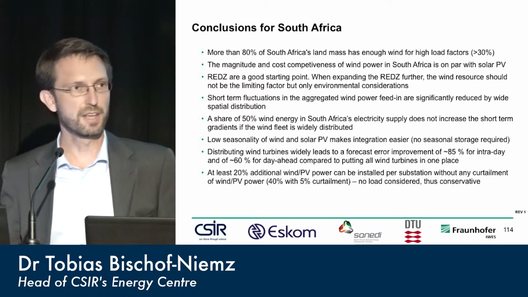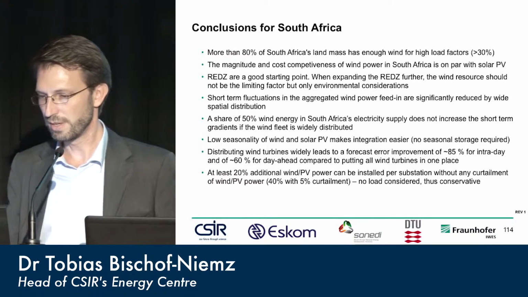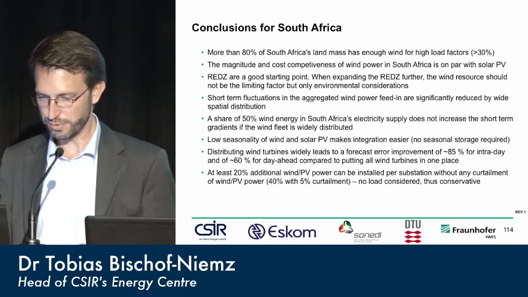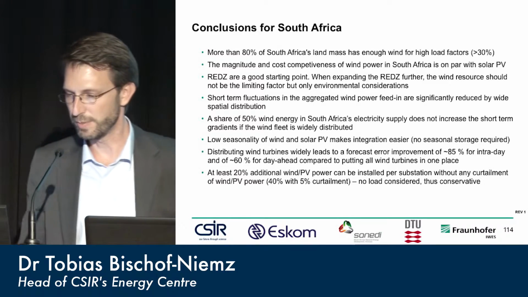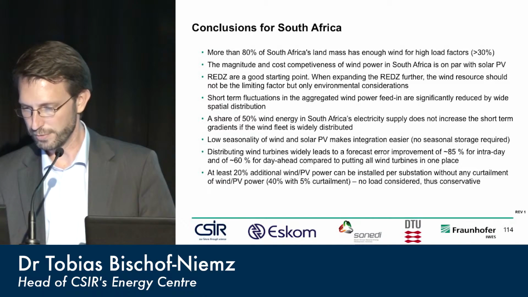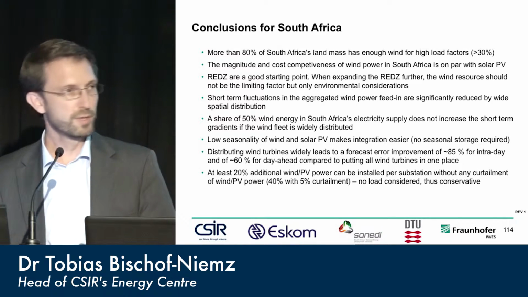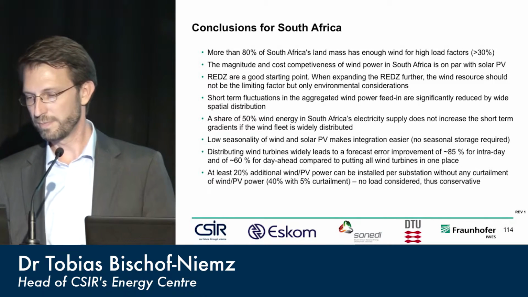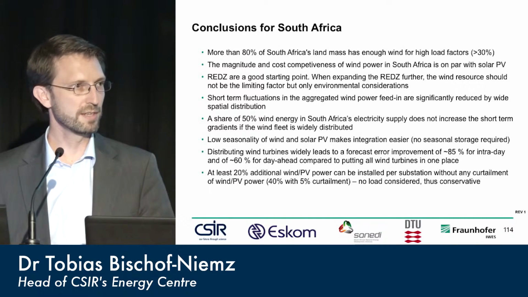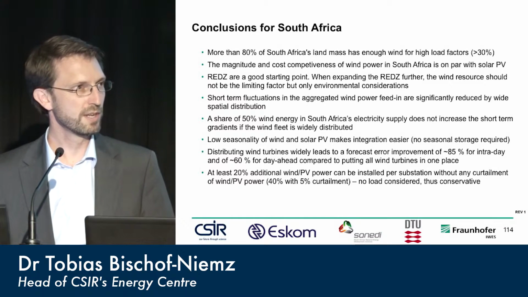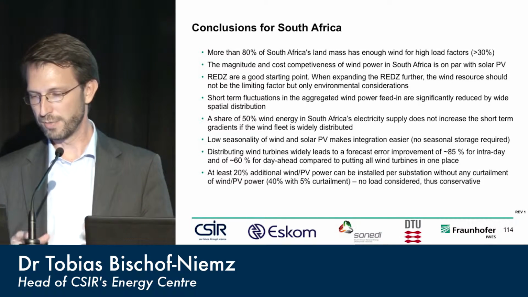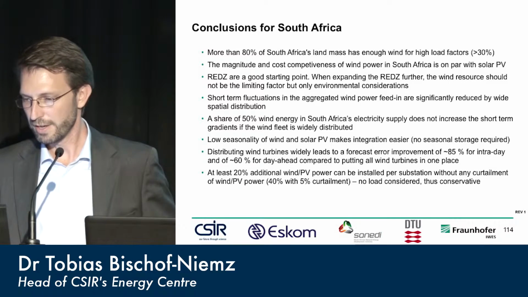The short-term fluctuation in aggregated wind power is largely reduced through wide spatial distribution. It's not a surprise from a qualitative perspective, but when we look at the quantification, it's quite impressive. Up to 50% energy share provided by wind would not increase the 15-minute gradients in the residual load if we distribute these wind turbines widely across the country.